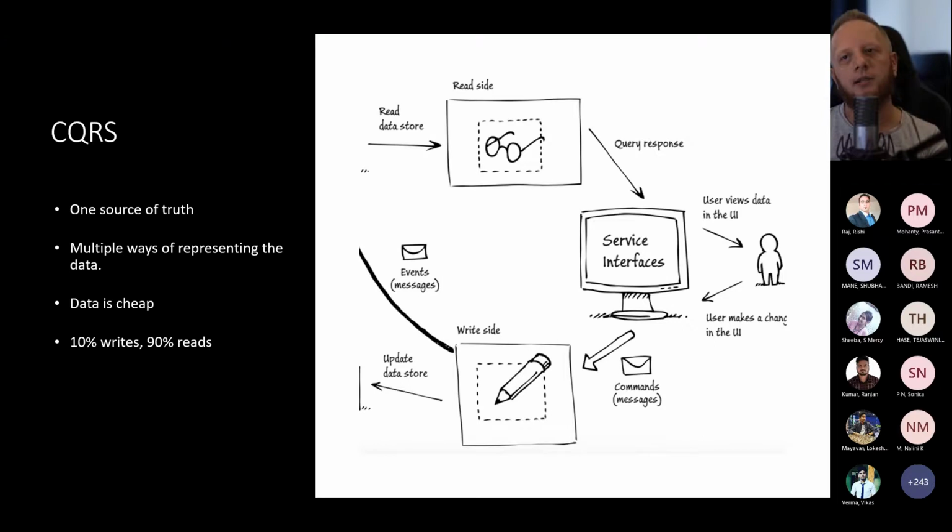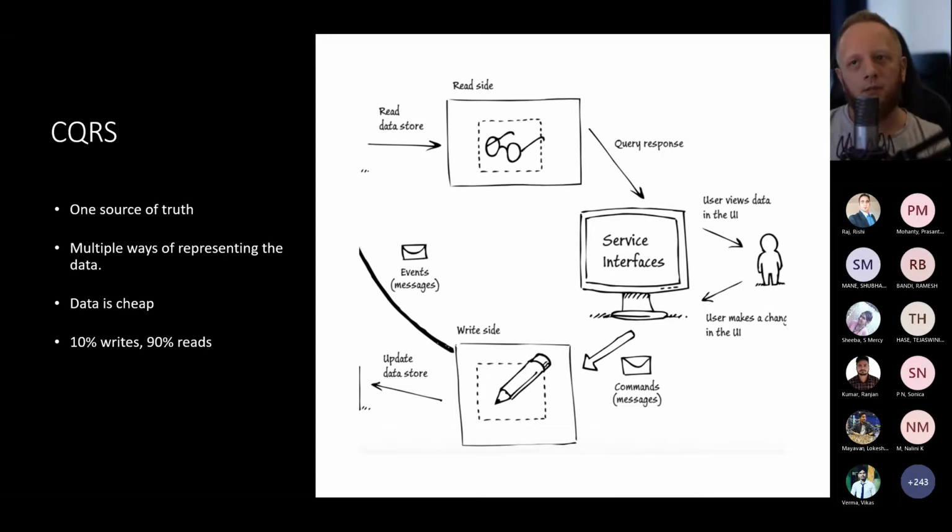So CQRS means that you have one write model and you can have multiple read models of the same thing, because data is cheap. You have one source of the truth, that's your write model.